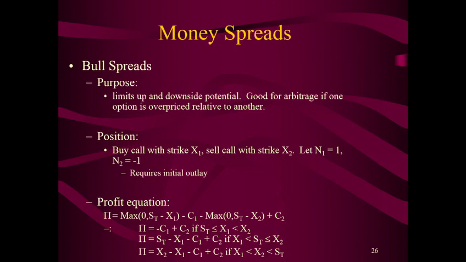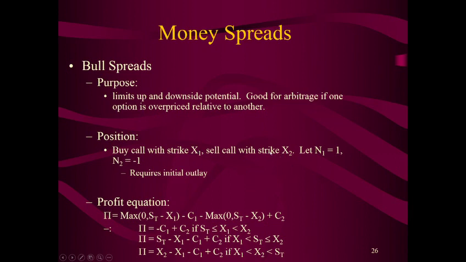A bull spread consists of going long one call and going short another call, right? Now, if it limits your upward potential, the flip side is it also lowers your cost, okay? So again, it's always a trade-off between the benefit and the cost. So to take a bull spread, you go long a call with a lower strike and you short another one with a higher strike, okay?